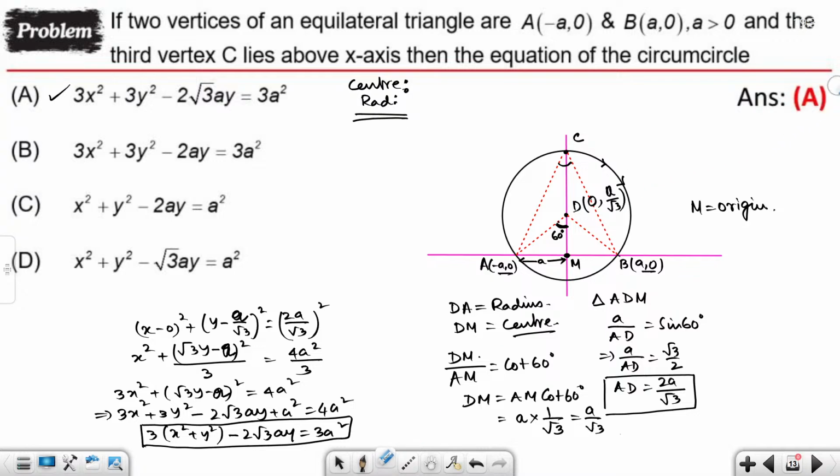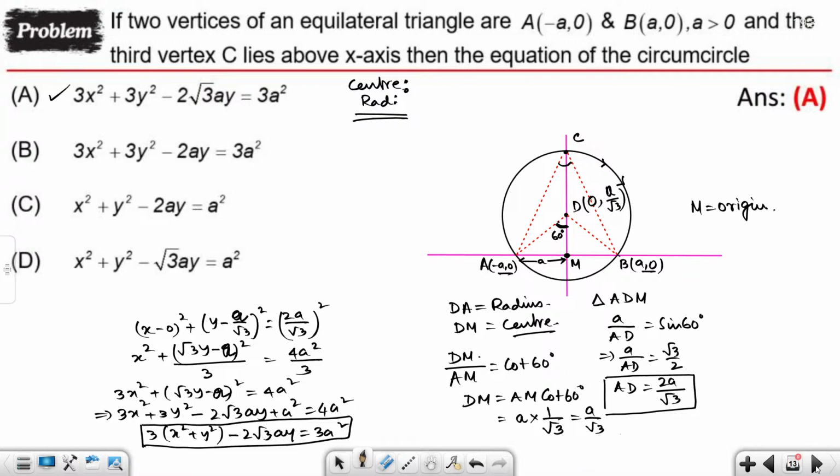Is it clear to all? Have you understood? See, again and again we are saying the same thing. What are we doing? Observe. Every time my main motto is to find out the center and radius. Once the center and radius are found, everything of a circle is found. So whenever you are solving problems on circle, always you should have only one idea, how to find out its center and how to find out its radius. That's it. You will get all your answers. Trust me.